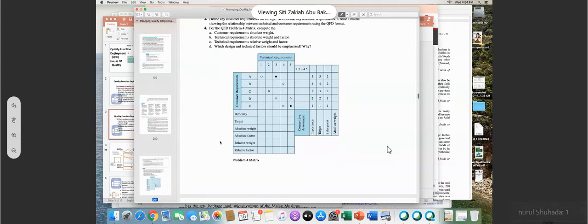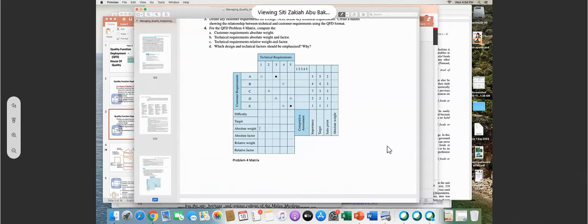So what is the next step? What is the next step after you got the absolute weight? Come on, guys. What is the next step? Count the absolute weight. Yes, you find the absolute weight and the relative weight of the technical requirement.